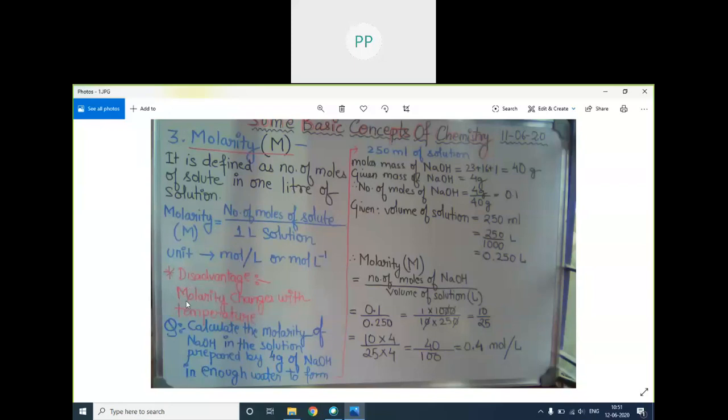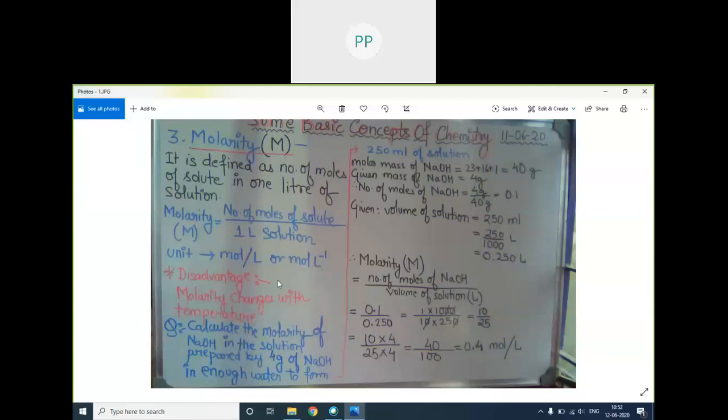Molarity changes with temperature. So what is molarity? First of all, it is denoted by capital M and it is equal to number of moles of solute divided by volume of solution in liter.